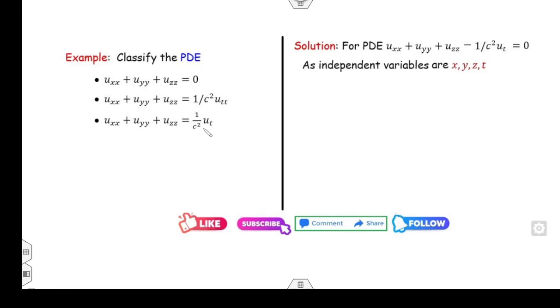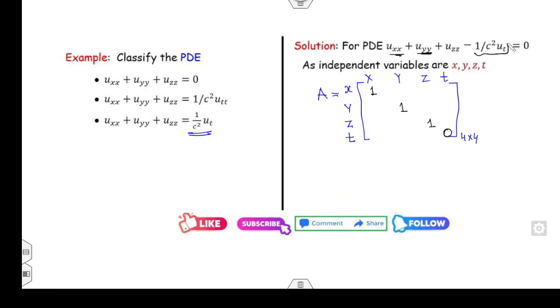Look at the third one. Again you have the 4 independent variables. I can start with the matrix again. It's a 4 cross 4. Coefficient of the x, y, z and t. Coefficient of the x and x 1. Coefficient of the y and y 1. Coefficient of the z and z is 1. Coefficient of the t and t is 0.